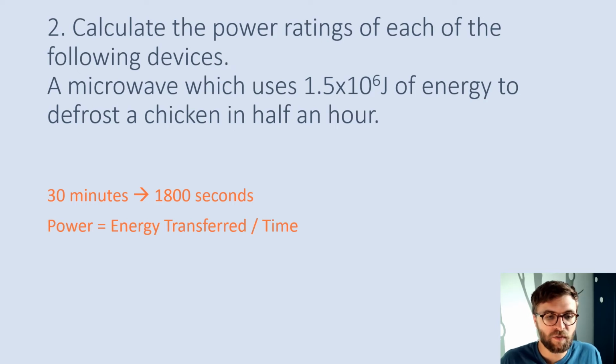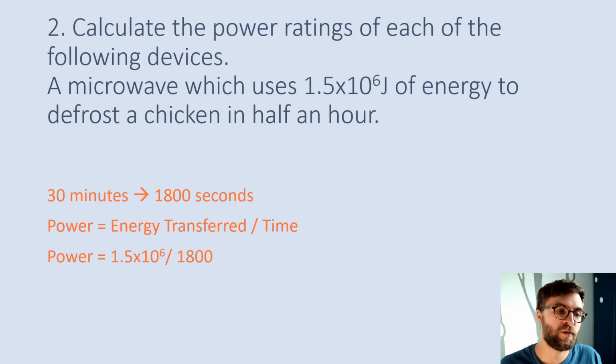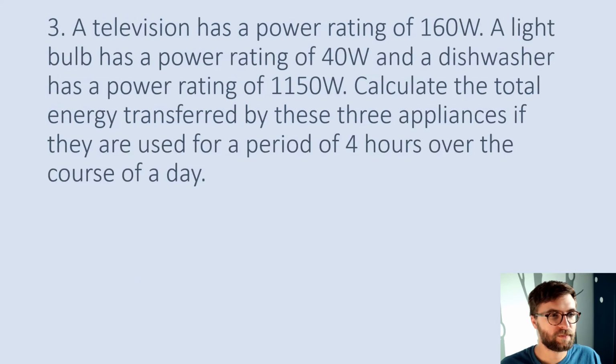Power equals energy transferred divided by time, same equation as the previous one. We're going to substitute our numbers in. So power equals 1.5 times 10 to the 6 divided by 1800. If you're careful, you can keep it in standard form while you're putting it into your calculator, and that gives us a power rating of 833 watts.